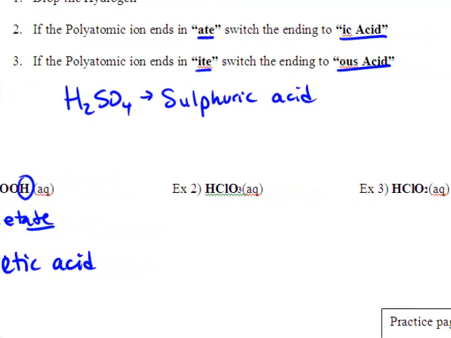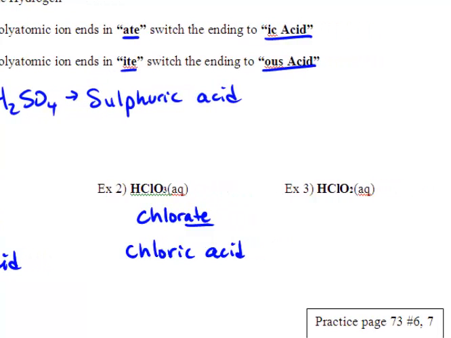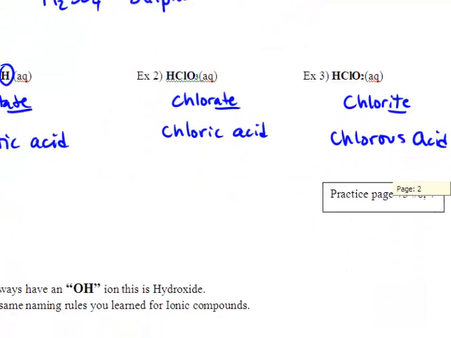Next we've got HClO3, and so we look for the ClO3 and we have it as chlorate. So we drop our hydrogen and the ate turns to ic, so we've got chloric acid. Hopefully right now you're like, oh, I remember this stuff. And then next for our last example here, we've got HClO2, and ClO2 is chlorite. And you see we've got ite there, so this is going to be chlorous acid, because we've dropped our hydrogen and we changed the ite to an ous.